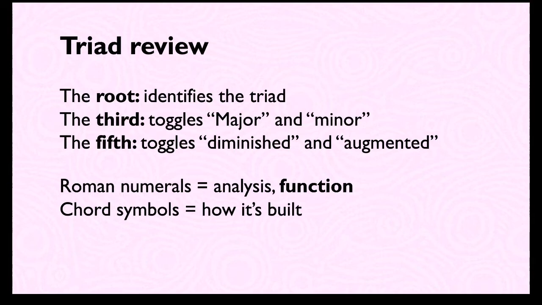Two common sets of symbols that tell us things about triads are Roman numerals and chord symbols. Roman numerals help you analyze a triad by indicating what scale degree it's built on in a key, which in turn tells you about its function. Chord symbols give you instructions as to how to build a chord. They don't tell you about what role it plays in a key.